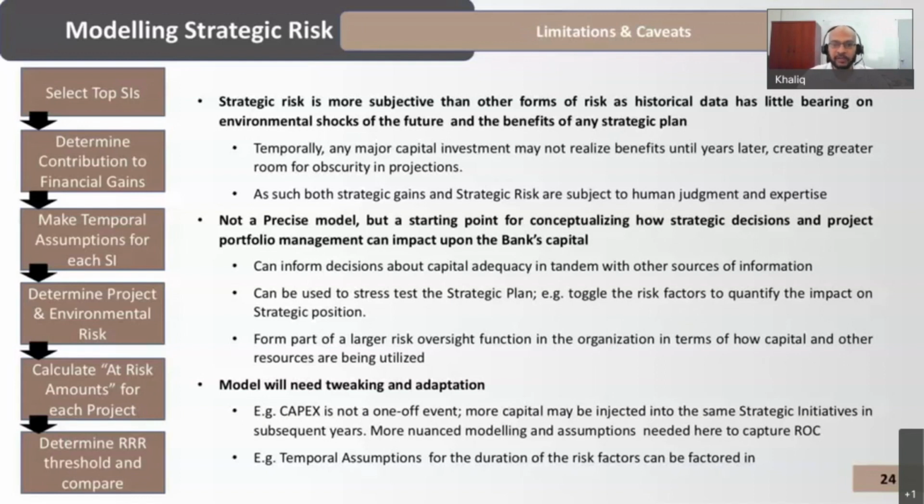And of course, the model would need tweaking and adaptation. For example, CAPEX is not a one-off event. So in your NPV analysis, you may need to factor in CAPEX over multiple periods and not just period 0. So those are some of the caveats.